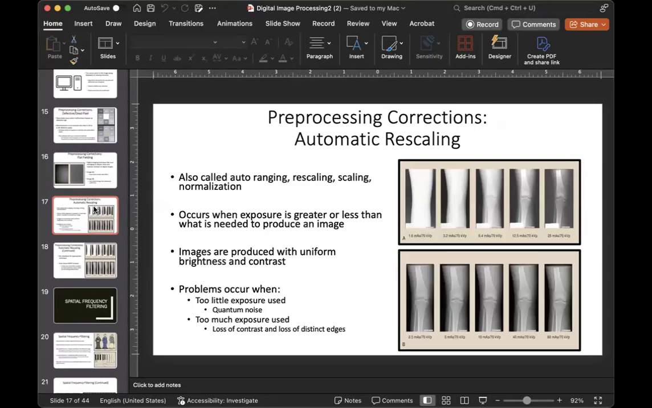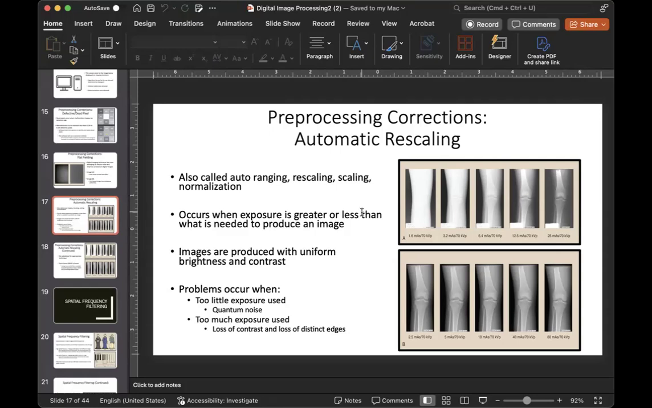Another thing we're seeing here is automatic rescaling. Automatic rescaling is seen here where if you use more or less exposure than you need, the system will correct itself. The system actually corrects itself anywhere from negative 50% exposure to 500% overexposure. And so that's the wide array that we see.